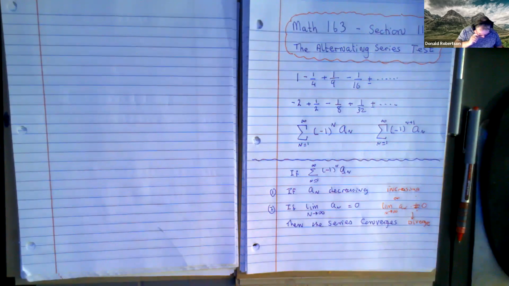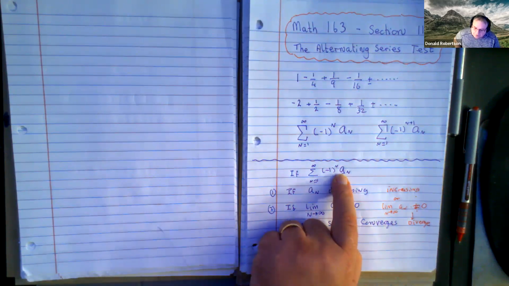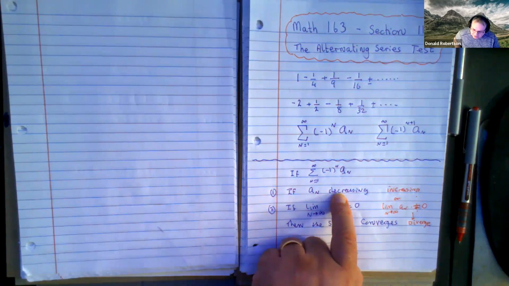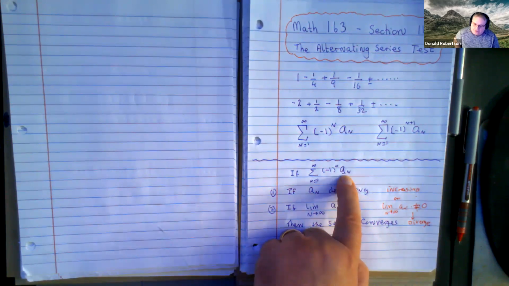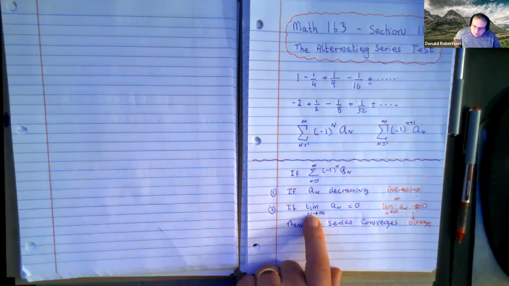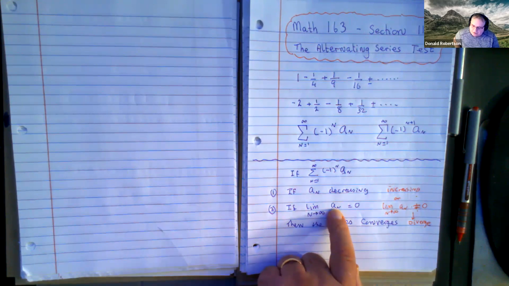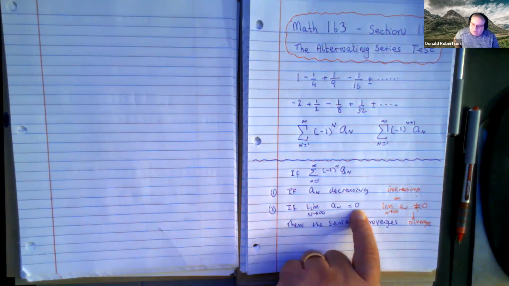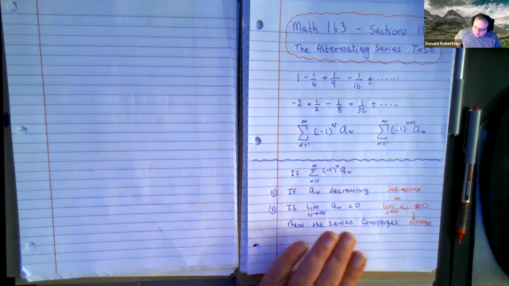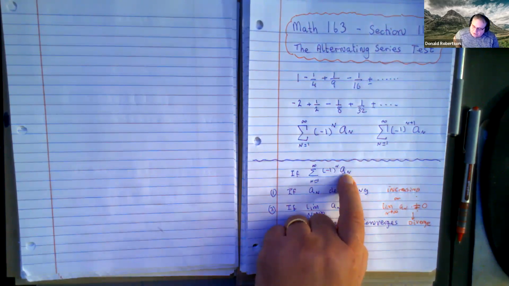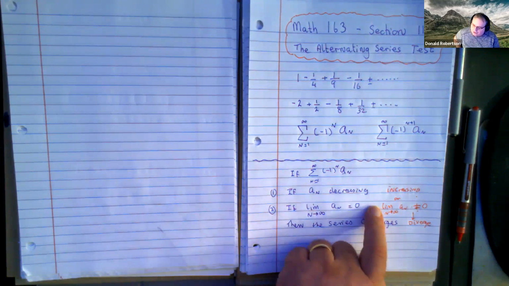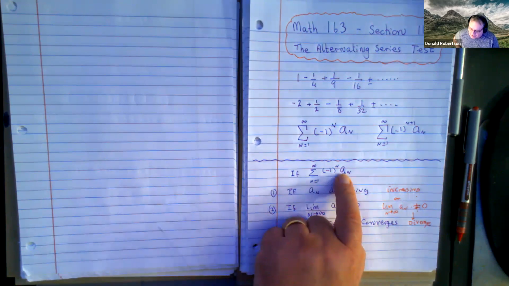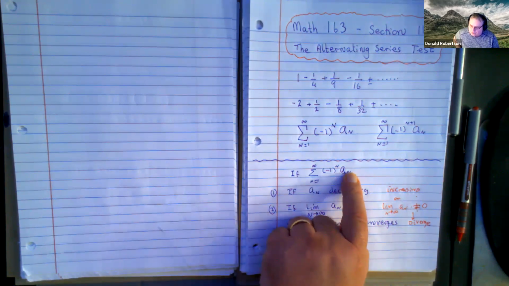So there's our test. If you want to prove that it's a convergent one, prove that it's decreasing, right? These terms here are getting smaller and smaller, and prove that the limit as n tends to infinity of the individual terms is 0. If you want to prove that it's divergent, prove that this is increasing, or show me that the limit as n tends to infinity of this is not 0.